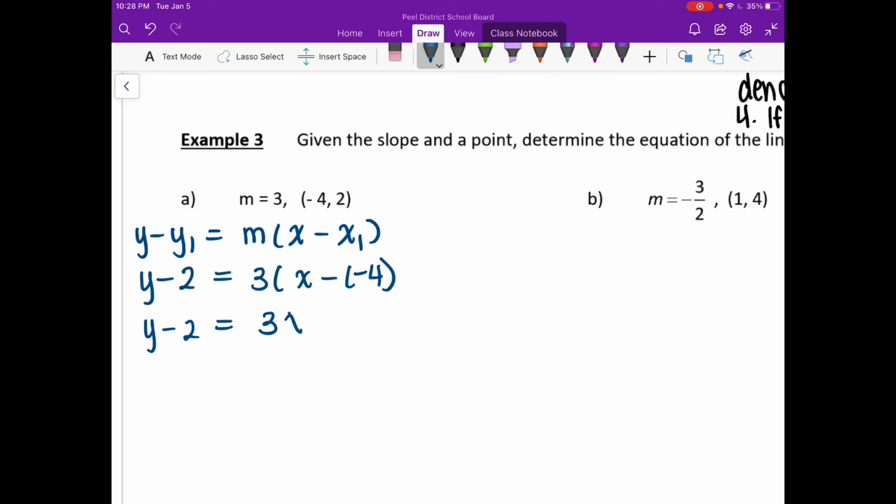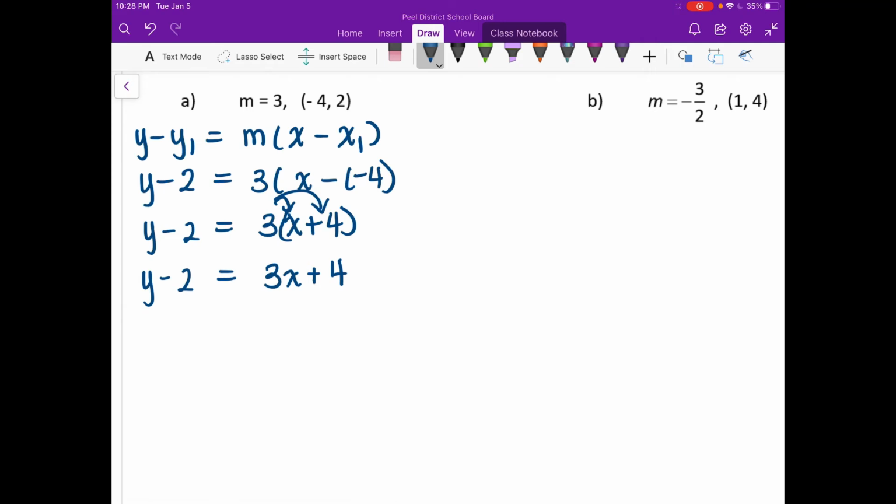3x plus 4, because the negative and the negative add together. Y minus 2. I'm going to distribute the 3 in. 3x plus 4. Right? Left with, oh, sorry, not 4. 3 times 4 is going to be 12.